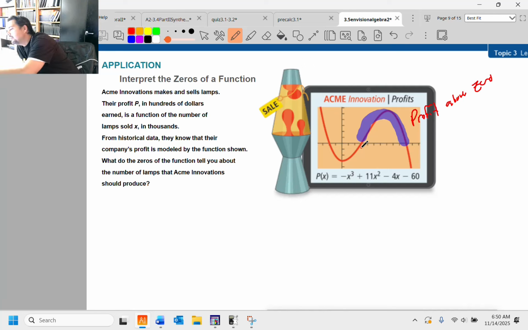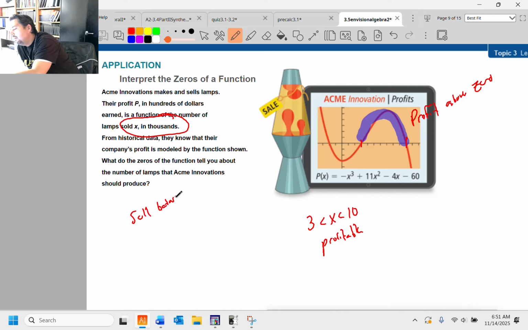So let's count the tick marks here. That looks to be a 3, 4, 5, 6, 7, 8, 9, 10. We want x to be a number between 3 and 10 because that is profitable. Now, x is in thousands, so we want to sell between 3 and 10,000 lamps. Oh, that's an easy question.